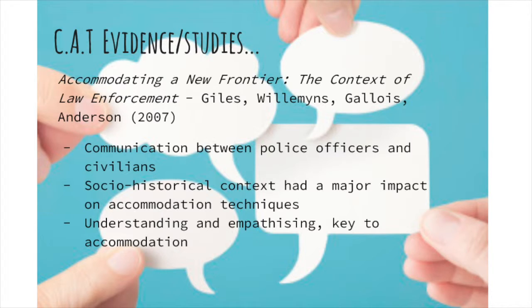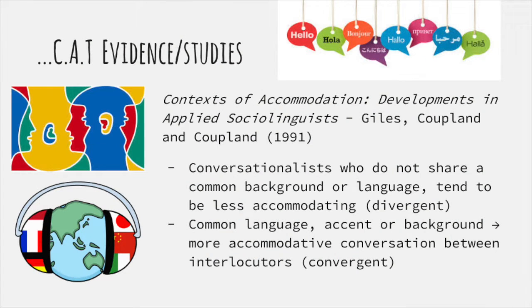Furthermore, it was discovered that understanding was key to accommodation and achieving a positive outcome from any conversation between officer and civilian. The CAT was examined in the field of sociolinguistics by Giles, Coupland and Coupland in 1991 in order to determine the effect that national identity and use of different languages had on the accommodation of fellow conversationalists. The study found that persons who did not share a common language or background tended to be less accommodative of each other and followed a more divergent approach to communication.